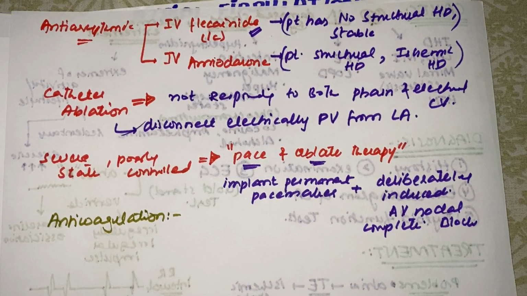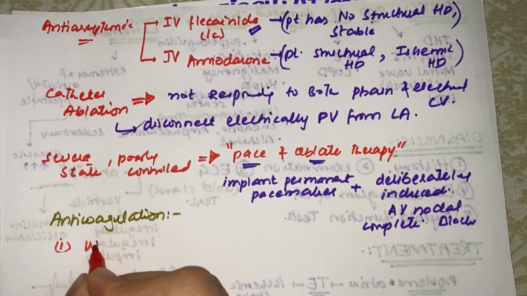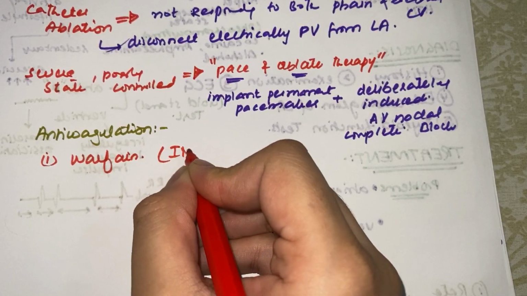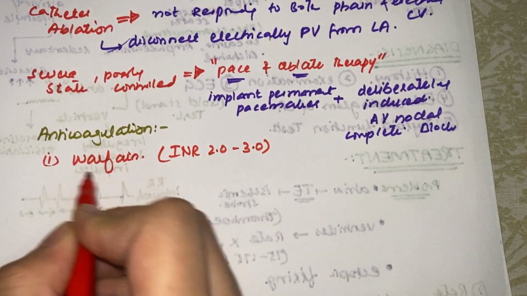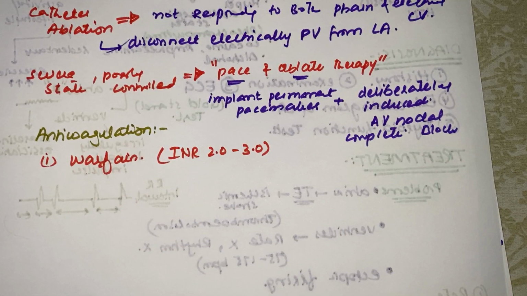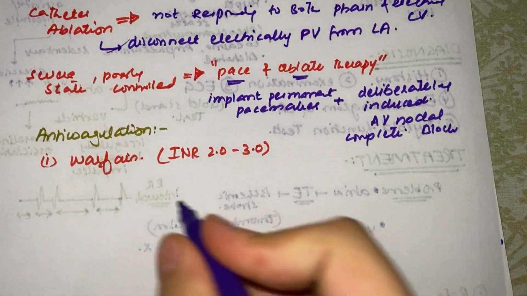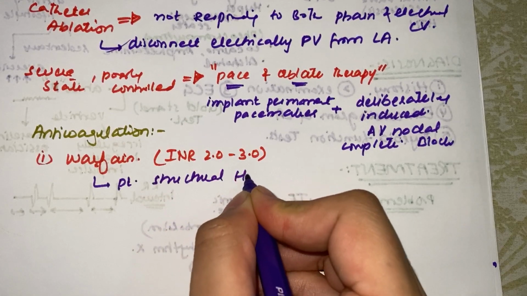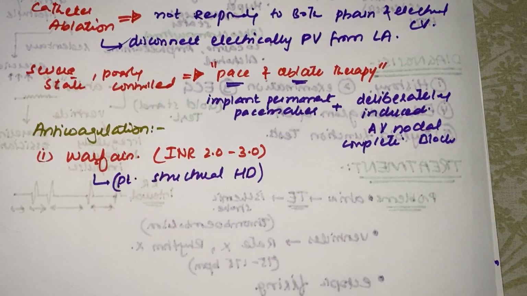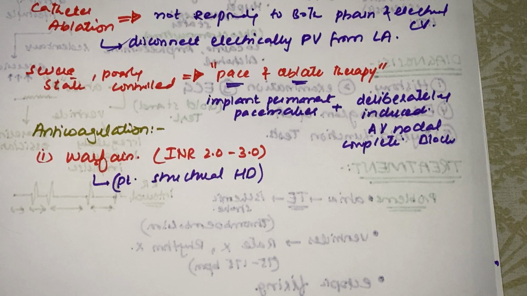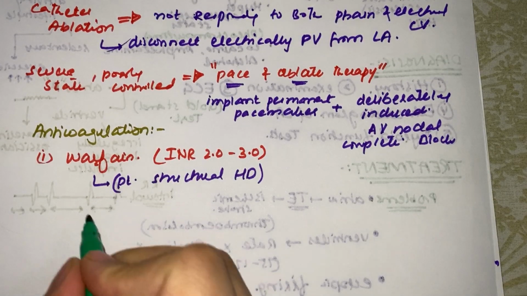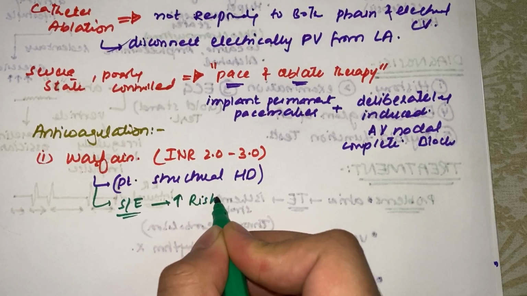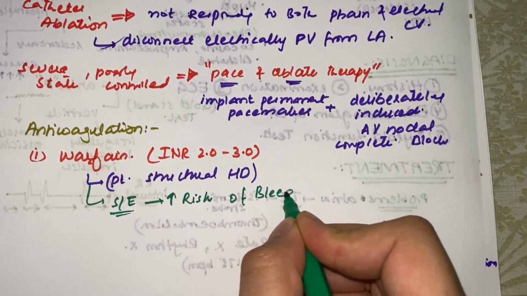For that we have two options. One is warfarin, and warfarin is INR 2.0 to 3.0. Now there is a problem when we give warfarin in patients who have structural heart disease. So you can say its indication is for patients who have structural heart disease. Fine. Now we have a problem in giving warfarin. What is that problem? Warfarin has a side effect: it has increased risk of bleeding.